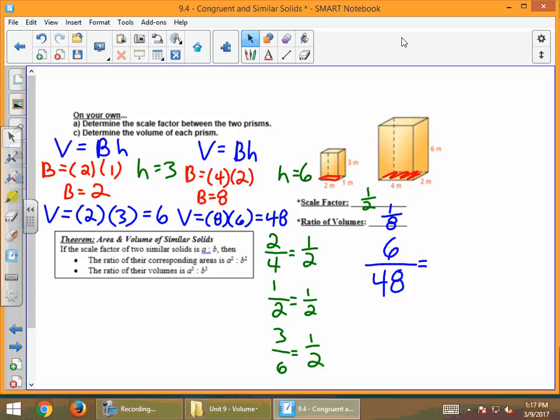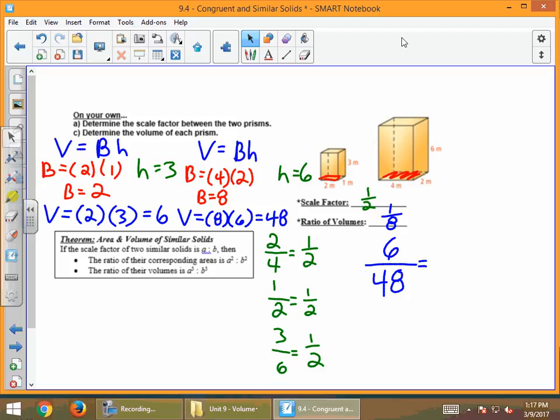And that always works. It brings us to this theorem: the area and volume of similar solids. Basically what it says is this. Whatever your scale factor is, that's in the first dimension, just measuring something out. If I square those terms, I get the ratio of the areas. And the other way around, if I cube that scale factor, I get the ratio of the volumes.